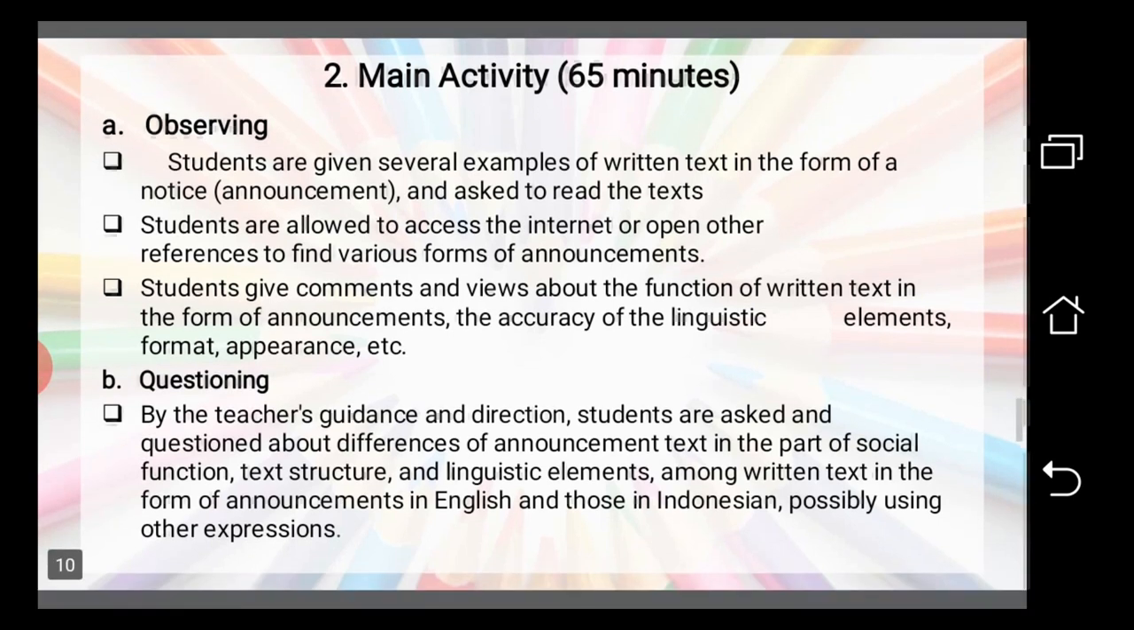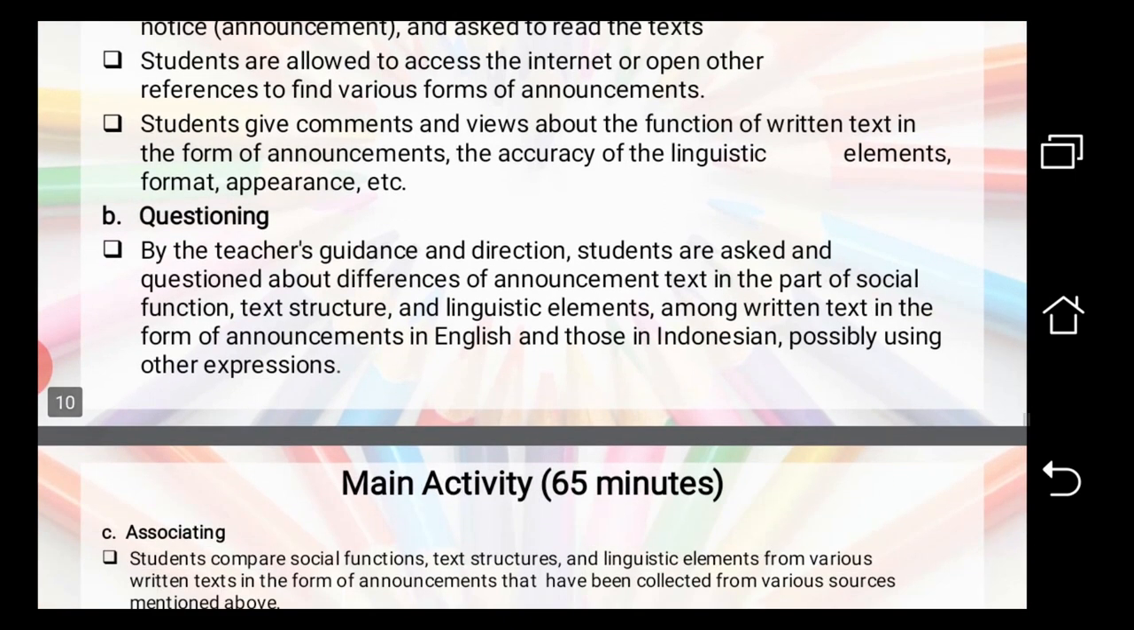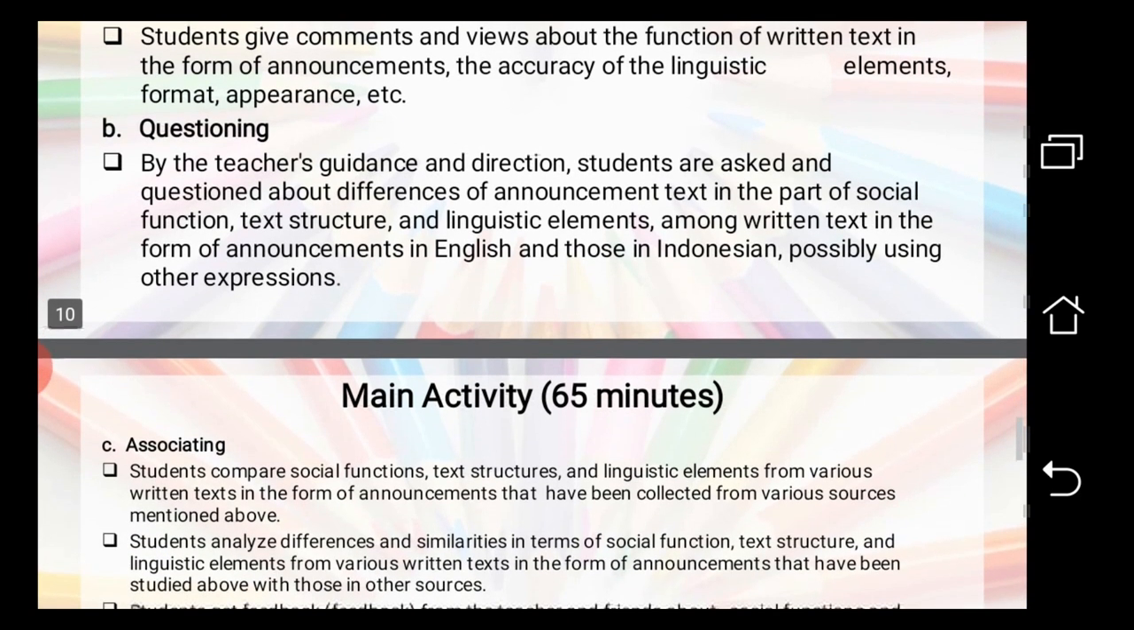The next stage is questioning. In this part, with the teacher's guidance and direction, students ask questions about the differences of announcement text in the part of social functions, text structures, and language elements among written texts in the form of announcements in English and those in Indonesian, possibly using other expressions.